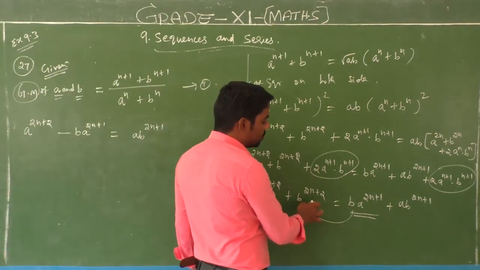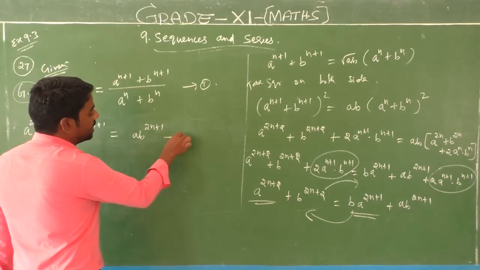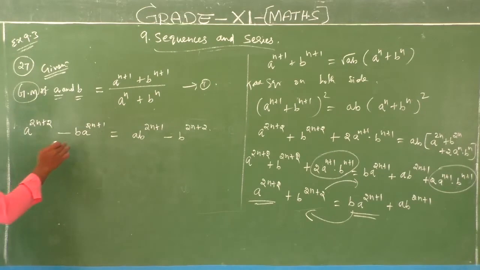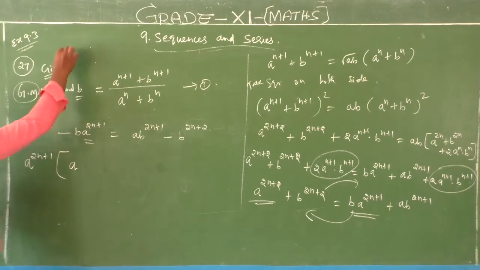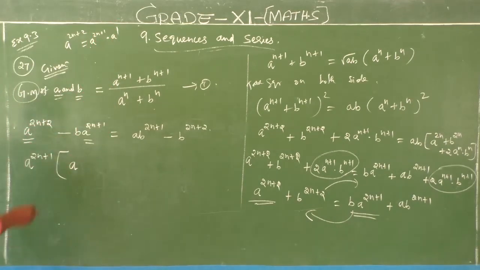The term b^(2n+2) is converted from left hand to right hand side, so it becomes minus b^(2n+2). Take a^(2n+1) common from both terms: a^(2n+2) is a^(2n+1) into a^1, so remaining a; and minus b a^(2n+1), taking the common element, remaining b.